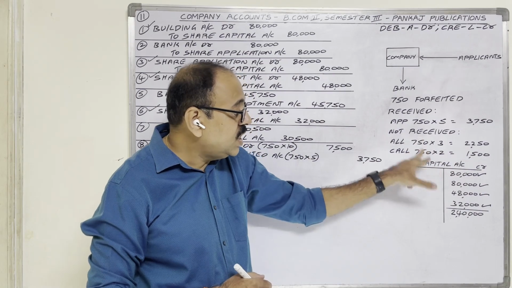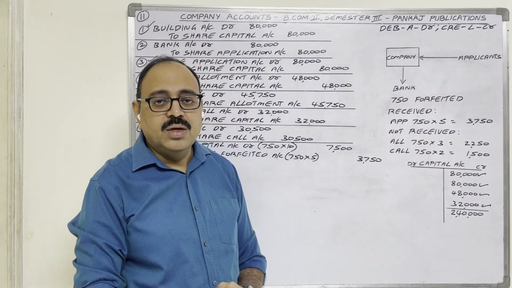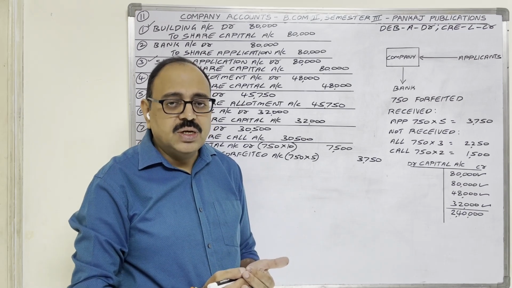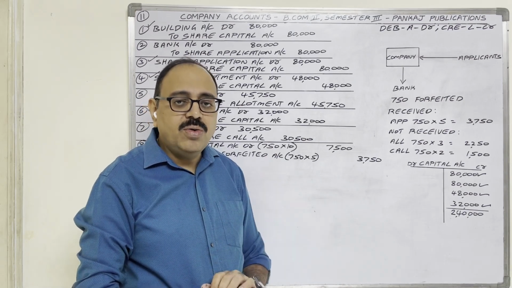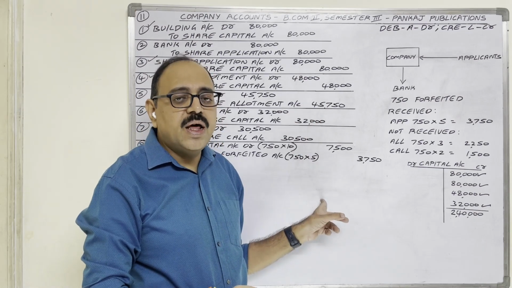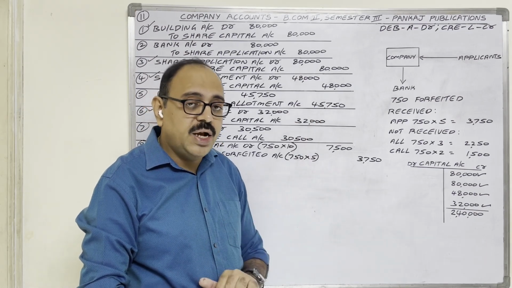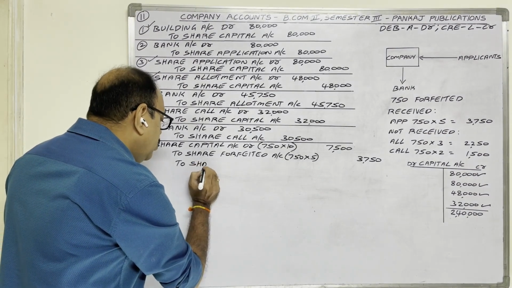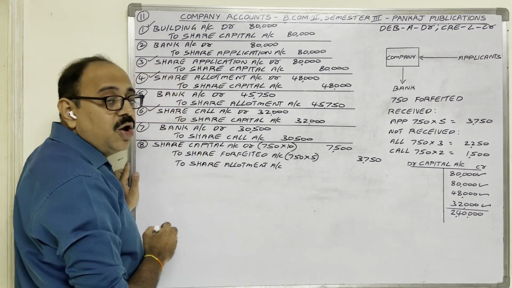For 1,500, applicants are debtors. Now these shares are forfeited by the company. Means from those applicants these amounts will not come in future. Means we have to cancel that debtor account now. By debiting we have created debtor account. If you want to cancel, you have to credit. Therefore, credit share allotment account with the debit balance in share allotment account.